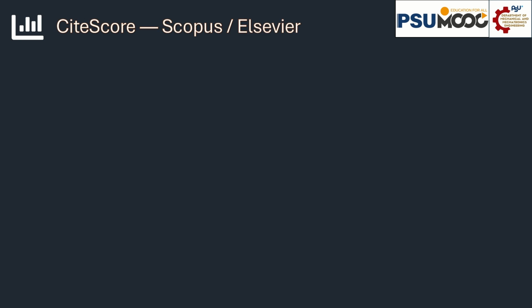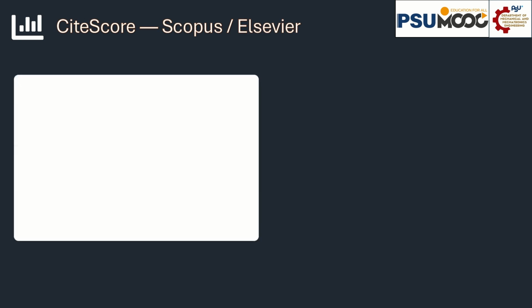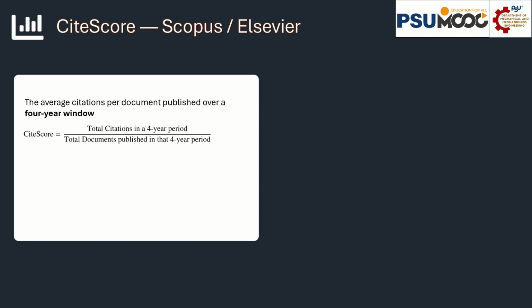Now let us look at CiteScore. It is the average citations per document published over a 4-year window. The exact equation used for the calculation is shown here.